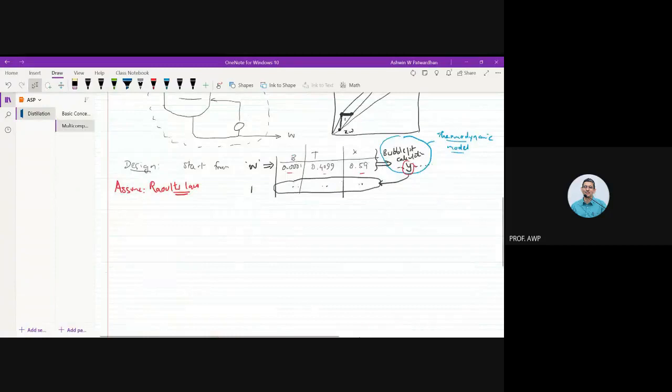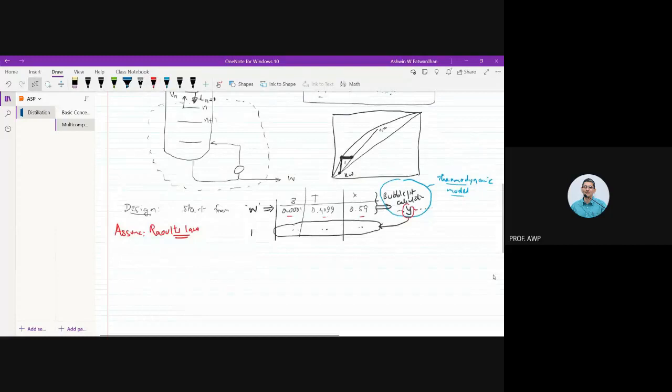Can you do calculations now for one theoretical plate? Bubble point calculation, and then correspondingly from the operating line, the composition here. So we are going from here to here. That's a bubble point calculation, and from here we are going to go to here by material balance. Bubble point, material balance, one theoretical plate. So if you do it for one, then I have to just do it for second, third, and so on.